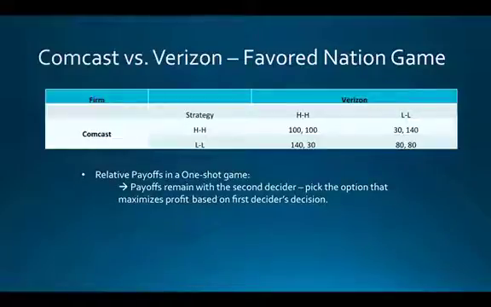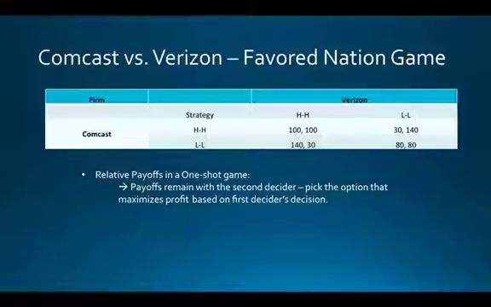So now we're going to look at Comcast and Verizon in the favored nation clause game. The favored nation clause basically says that a subscriber is promised that the cable company won't charge existing subscribers more than new subscribers and vice versa. So everyone's guaranteed the same price. So in this situation, we've cut out the high-low strategy and the low-high strategy for both Verizon and Comcast. So you'll see in this table that we just have high-high and low-low for both companies.